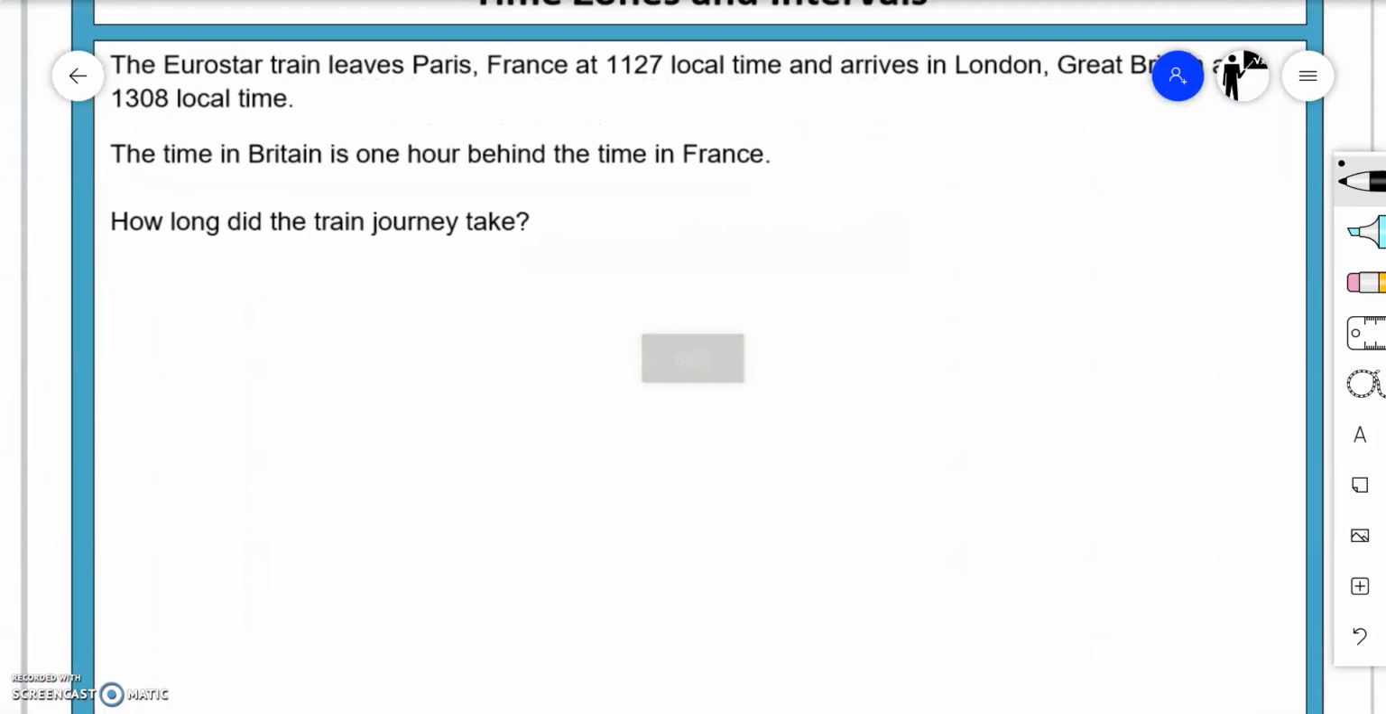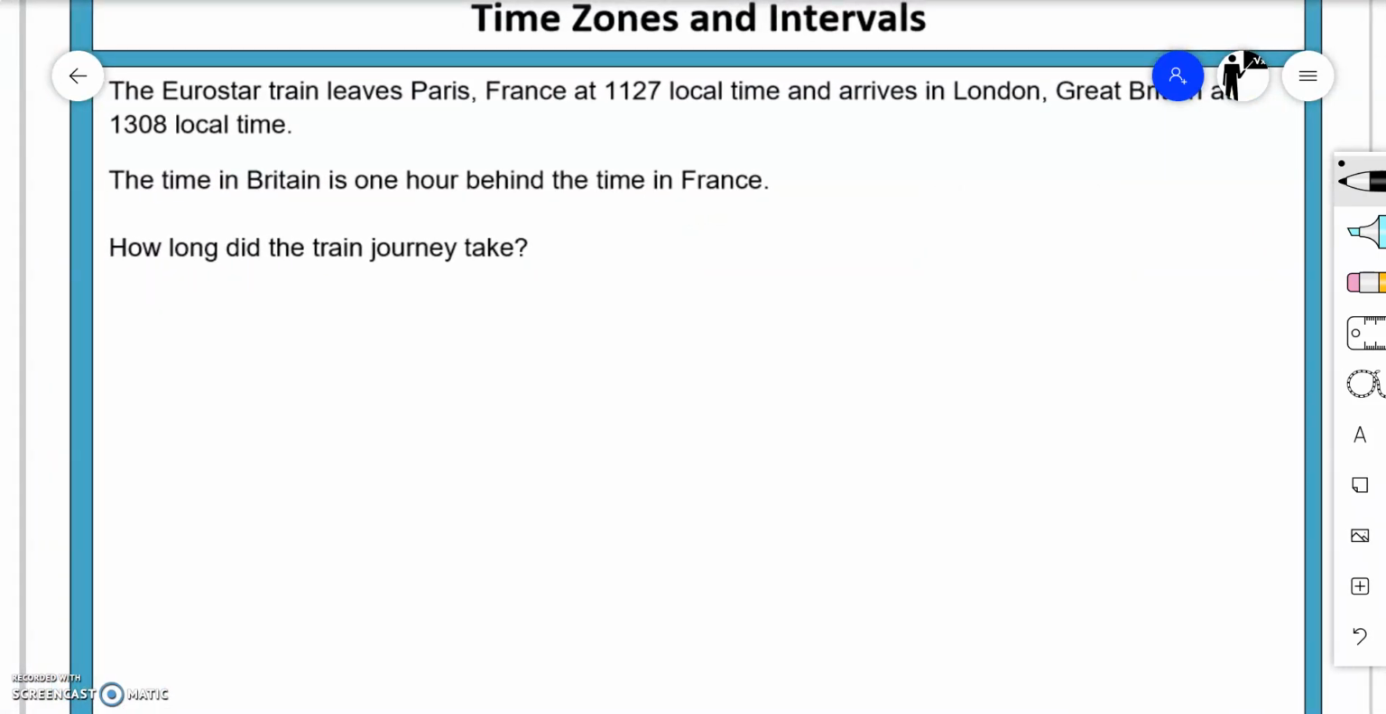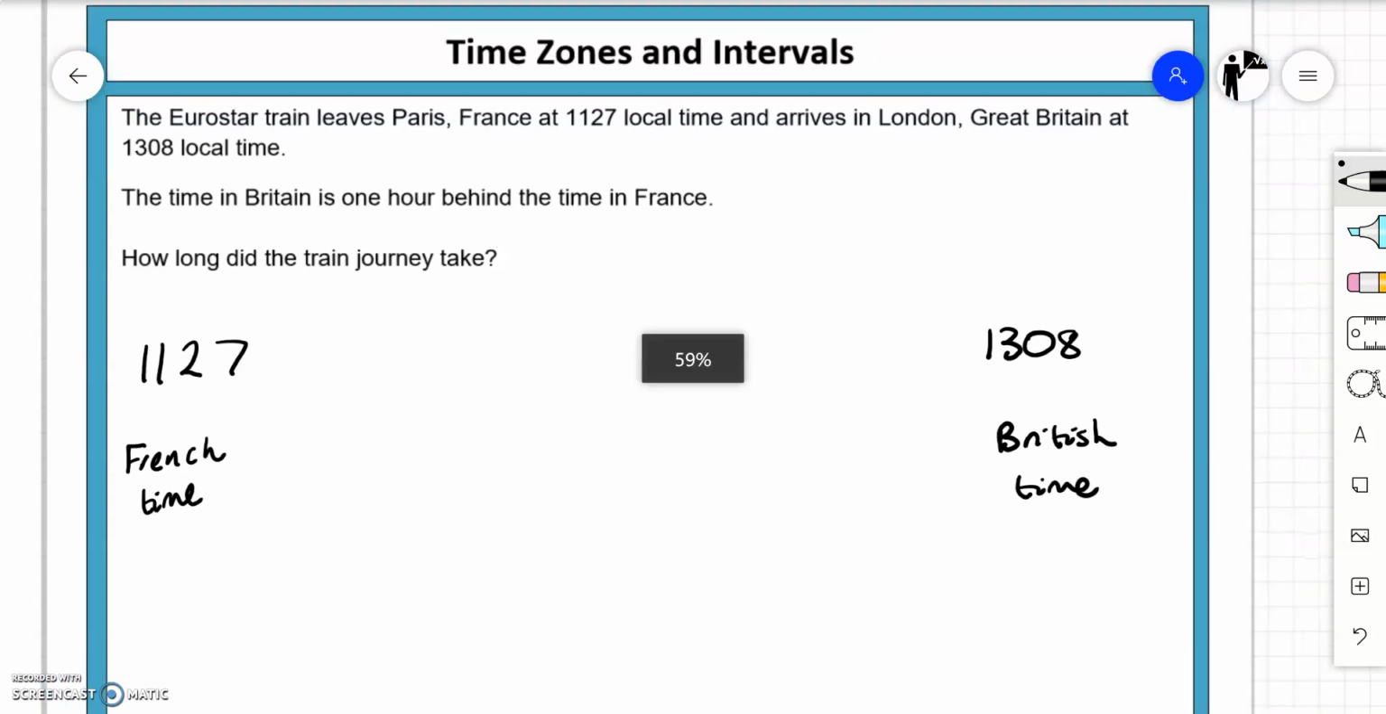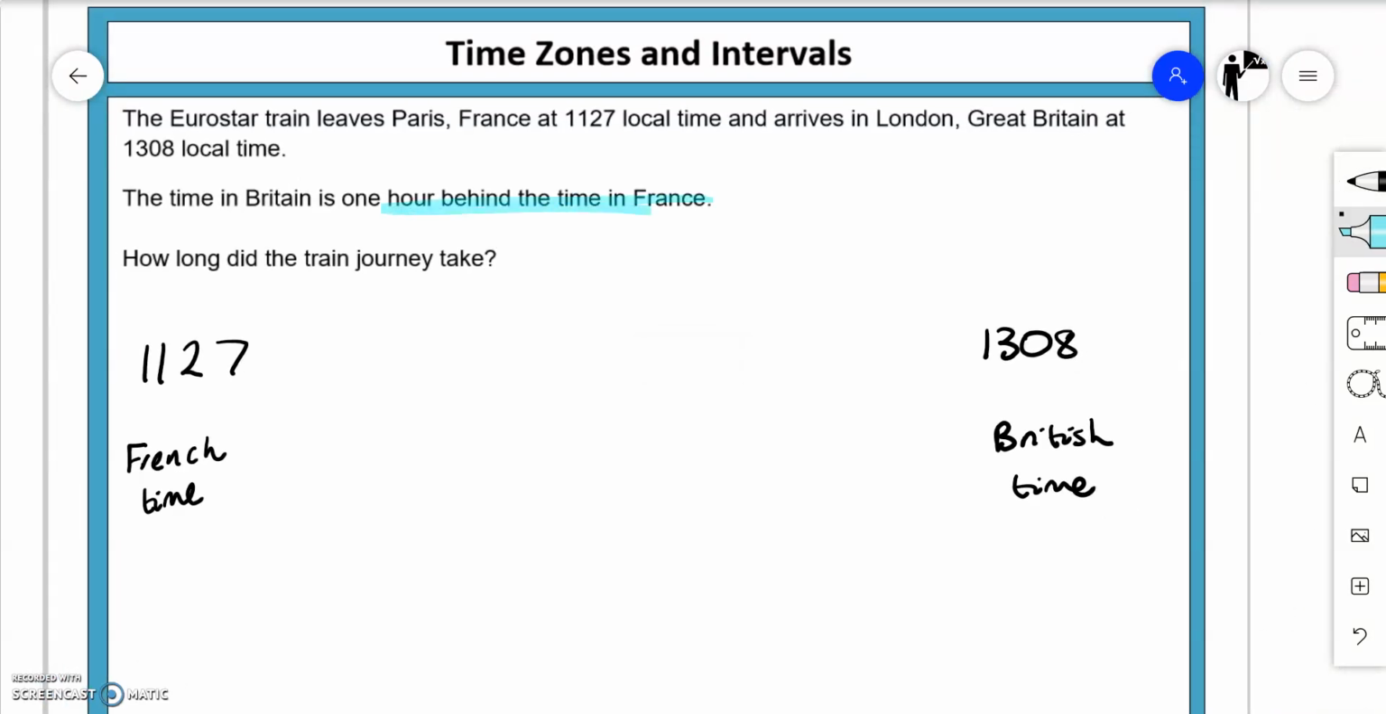The Eurostar leaves Paris, France at 11:27 local time. So it leaves, and this is French time, and arrives in Great Britain at 13:08, and that's in British time. The time in Britain is 1 hour behind the time in France. How long did the journey take? So the time in Britain is 1 hour behind the time in France. So if it's 2 o'clock in France, it's 1 o'clock in Britain.